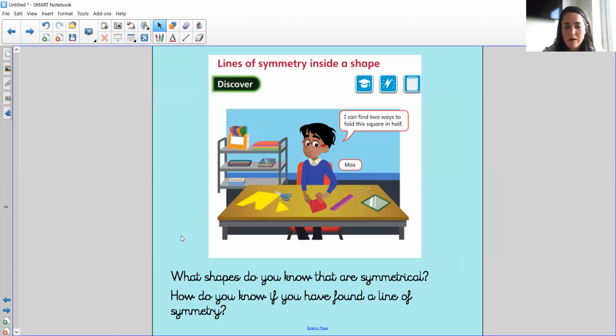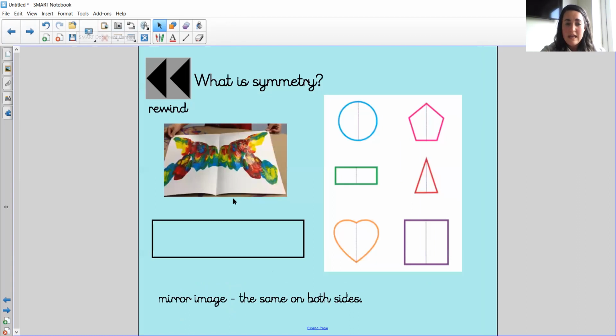Okay, and how do you know if you found a line of symmetry? So thinking about this question here, we know we found a line of symmetry if we were to fold it over, the exact same shape would be on the other side. We knew that this was definitely not a line of symmetry drawn across there, because when I folded that, or if I cut that up, I would have a lot bigger on one side and not the same on the other. It's not a mirror image.